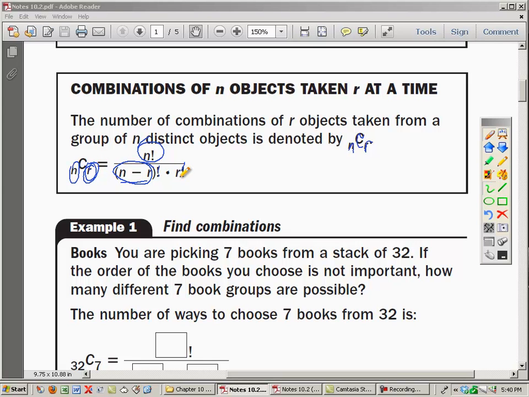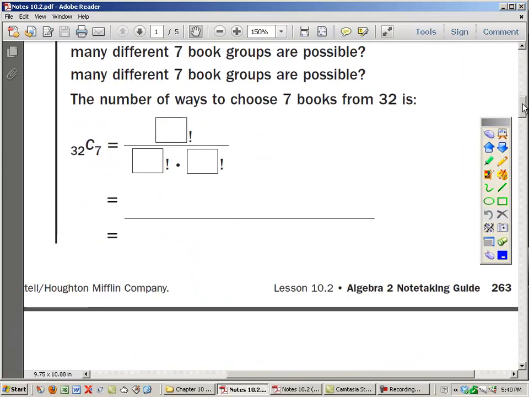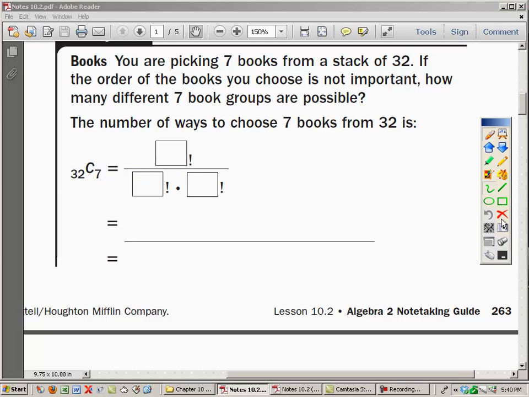All right? So let's go ahead and try a couple of examples here. The first thing is we want to talk a little bit about books. Since you're picking 7 books from a stack of 32, the order of the books you choose is not important. How many different 7-book groups are possible?